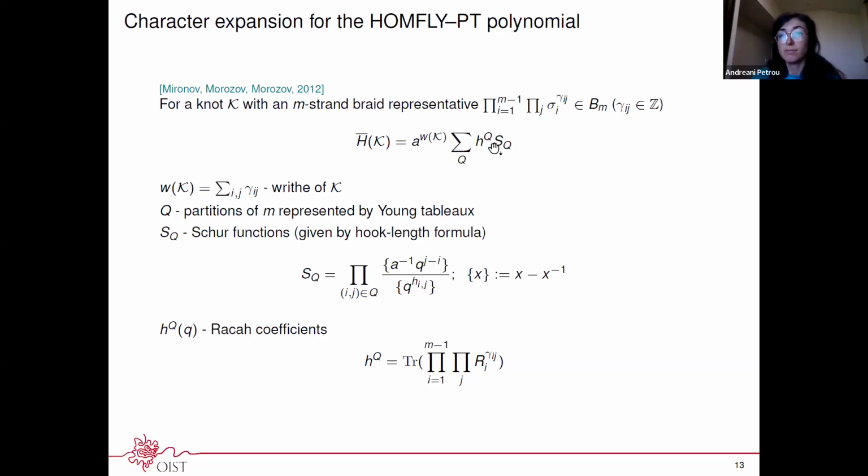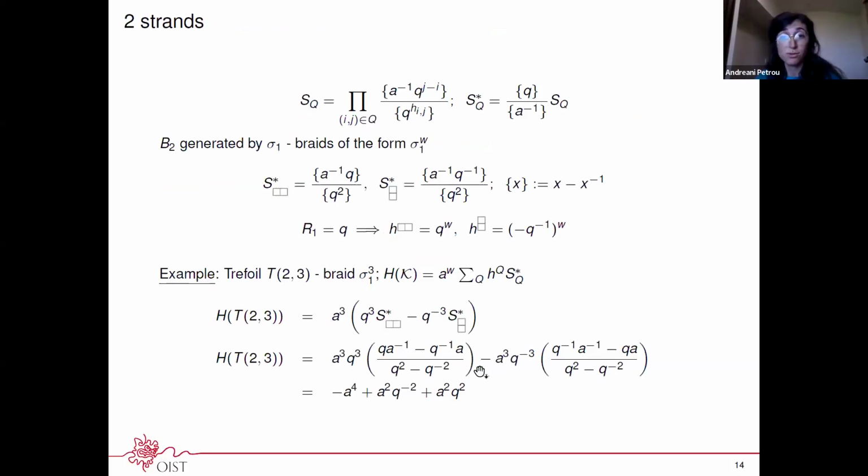And we are summing over Schur functions, which are given by this expression here in terms of the hook length formula for the Young tableau. And they come with some coefficients that we call the Racah coefficients, and they're basically obtained by the trace of the braid word with the braid generators replaced by these R matrices. So we'll see how this works in the case of two strands.